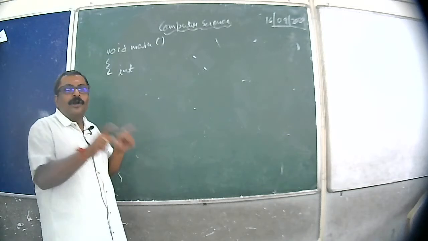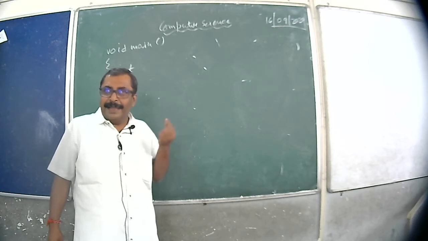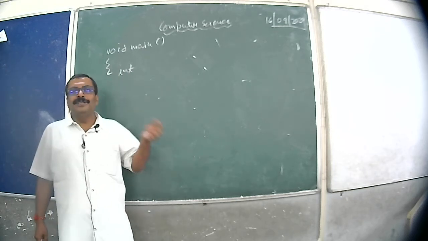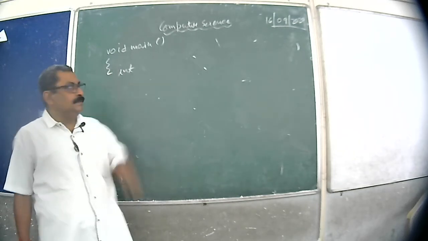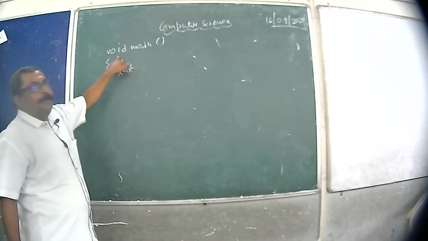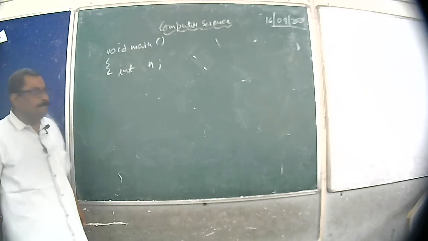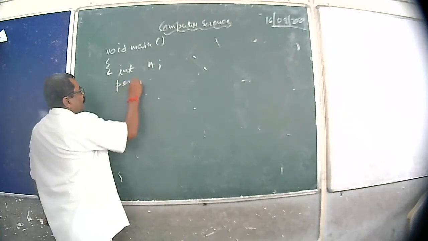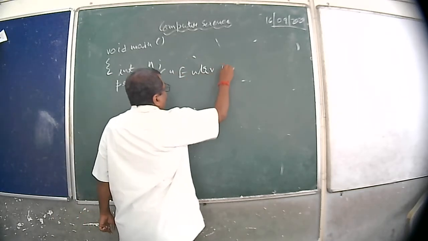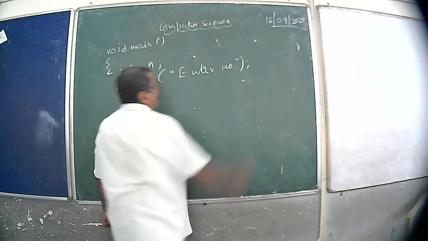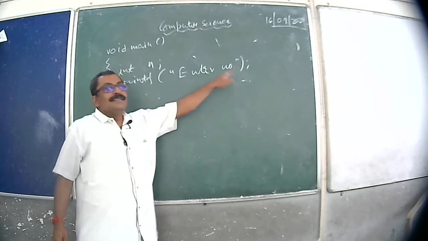So, to state odd or even, what to do? I have to take only one number, because I have to take a number that will be checked, and it will print either even or odd depending upon the number entered. How to do it? void main, int n, that is the number, printf within double quotes "Enter number", within parentheses, semicolon.